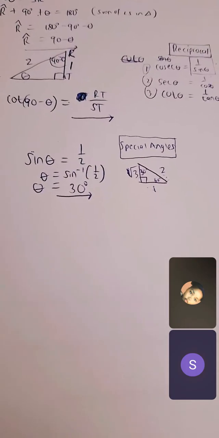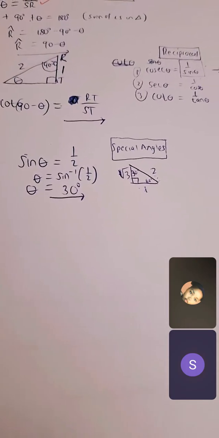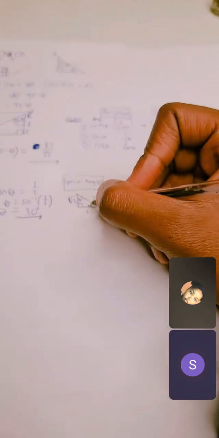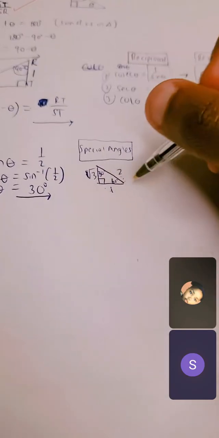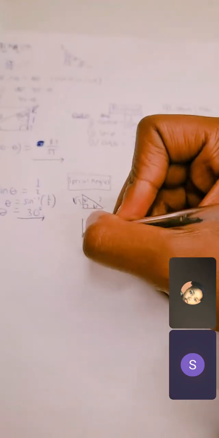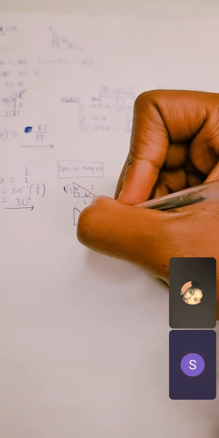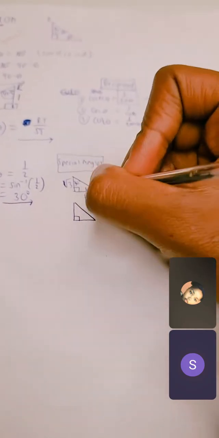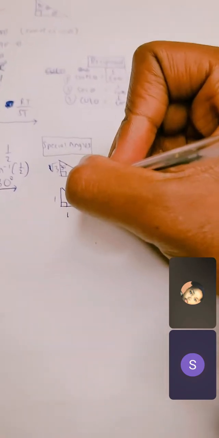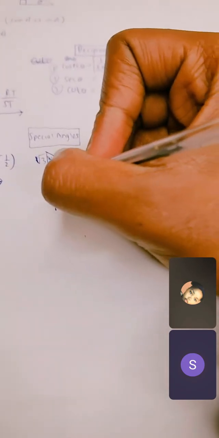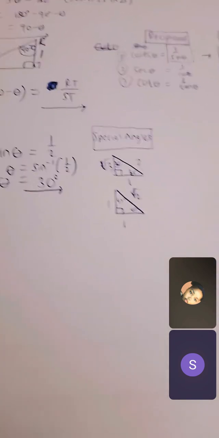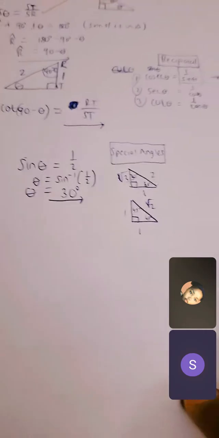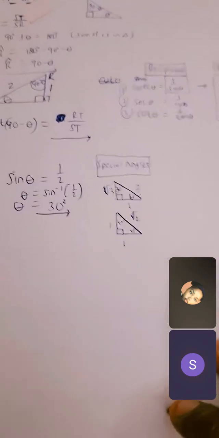So sometimes you don't need to calculate them. Yeah, especially for these, if you know your special angles well. Remember you have your 30/60 and you also have your 45/45. If you know these two special angle triangles, they can help you a lot with your calculations.